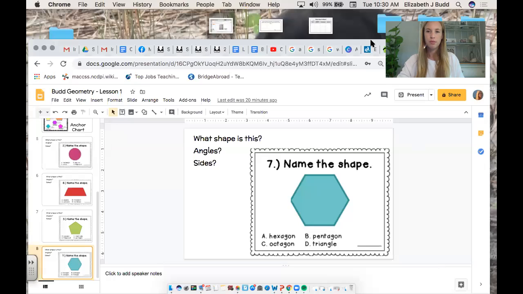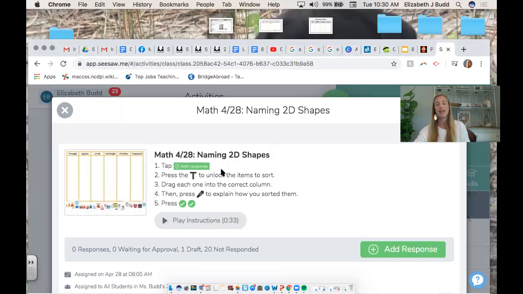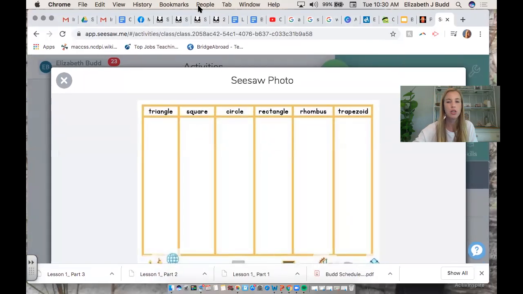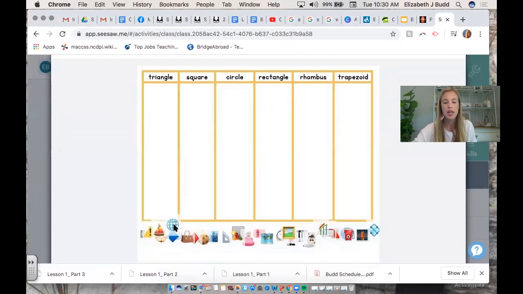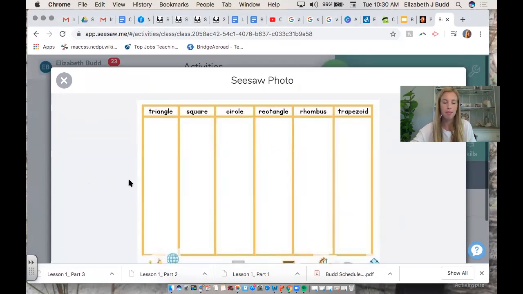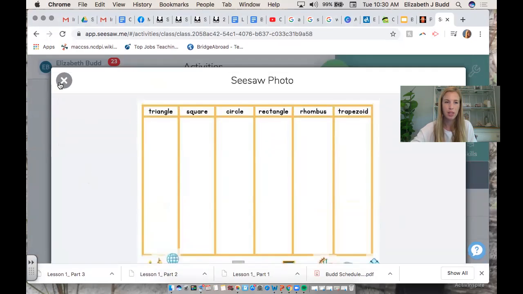I do want to show you your Seesaw assignment for today. Okay. So for today, you have an assignment called Naming 2D Shapes. You are actually going to be sorting these shapes into the correct categories. So you'll take them and drag them and drop them into the correct column of what shape they are. So enjoy. It's just these emojis down at the bottom, and you're just looking at the main part of the shape. So for example, this purse, you're looking at the main shape of it.